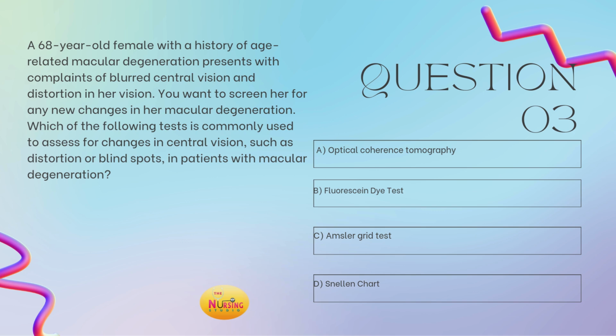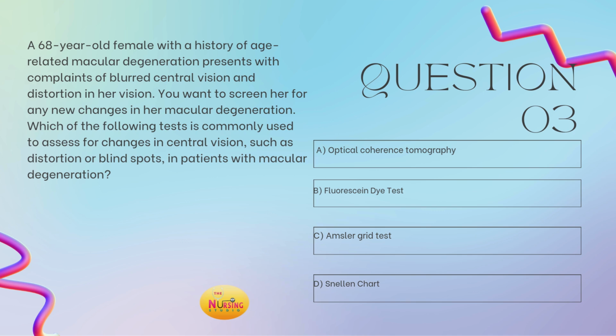All right. So, the stem of the question here states, which of the following tests is commonly used to assess for changes in central vision, such as distortion or blind spots in patients with macular degeneration? Now, here is a prime example of how the stem tells you everything that you need to know to answer this question, right? So, what test do we use most commonly to assess for central vision changes, such as distortion or blind spots in patients with macular degeneration? And C is your best answer.